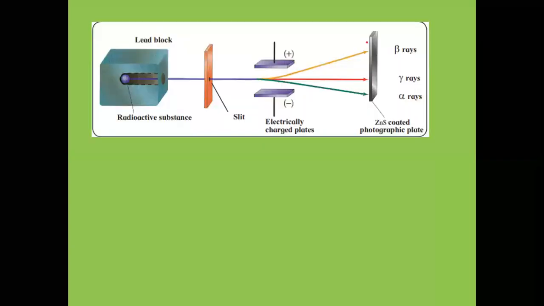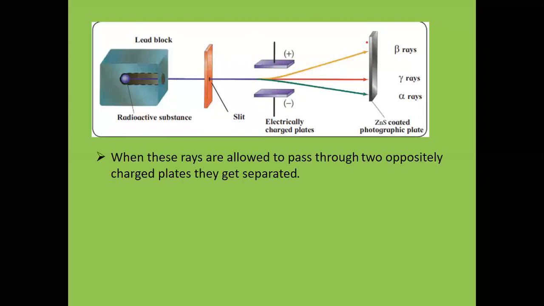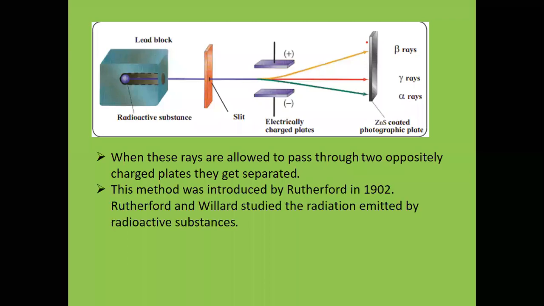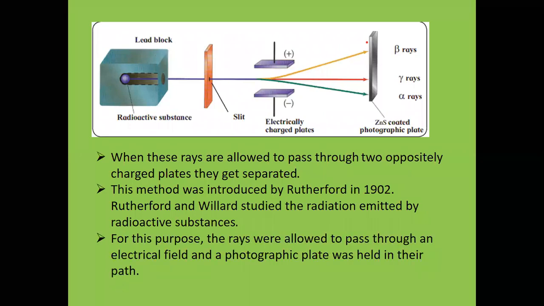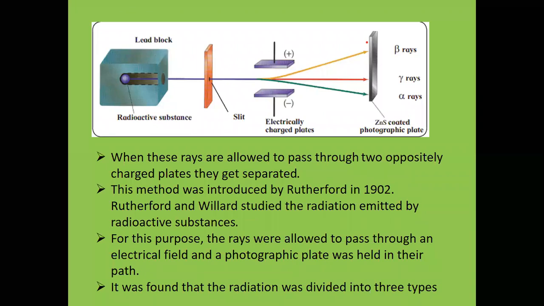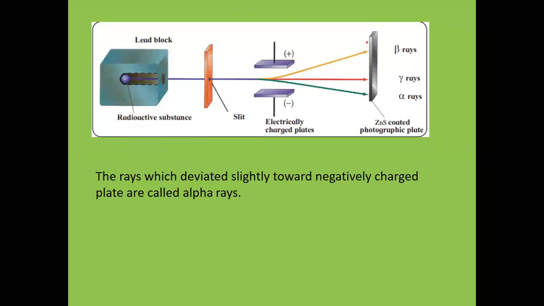So now, when these radiations are allowed to pass through the oppositely charged plates, see here we are allowing them to pass through the oppositely charged plates. Now this method, as we said, was introduced by Rutherford and Willard. They studied the radiation emitted by the radioactive substance. The rays were allowed to pass through the electrical field, and a photographic plate was held in their path. It was found that the radiations were divided into three types.